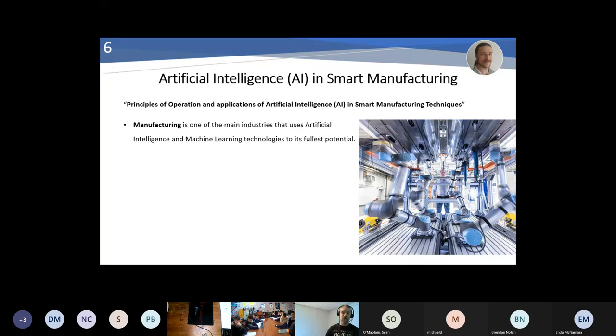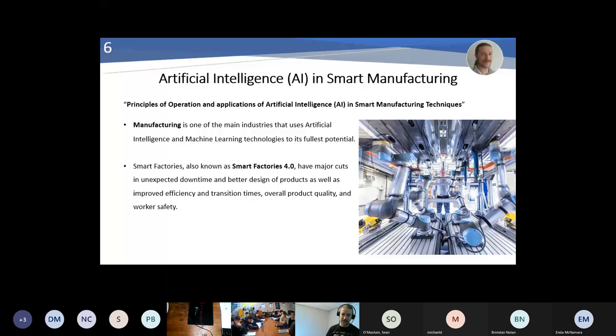So manufacturing is one of the main industries that uses artificial intelligence and machine learning technologies to their fullest potential. Smart factories, also known as Industry 4.0, Smart Factory 4.0, there's a couple of different names like that, have all seen major cuts in unexpected downtime and better designs of products. Efficiency, transition times, overall quality and worker safety have all improved as a result of integrating these things into our systems.